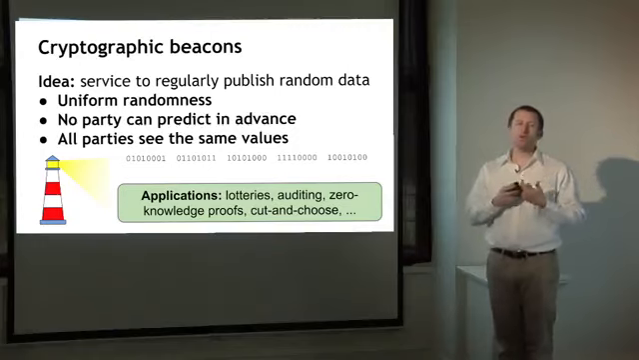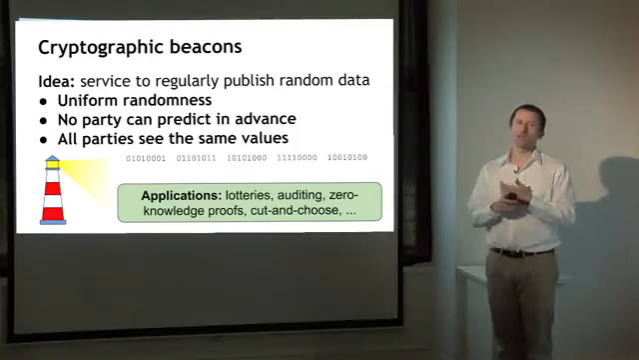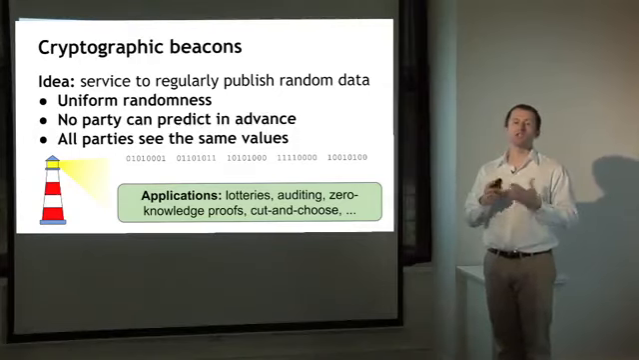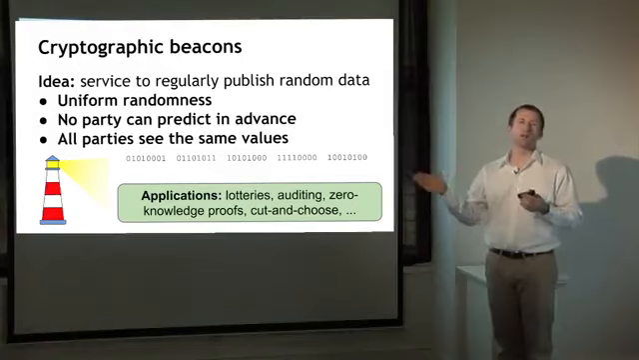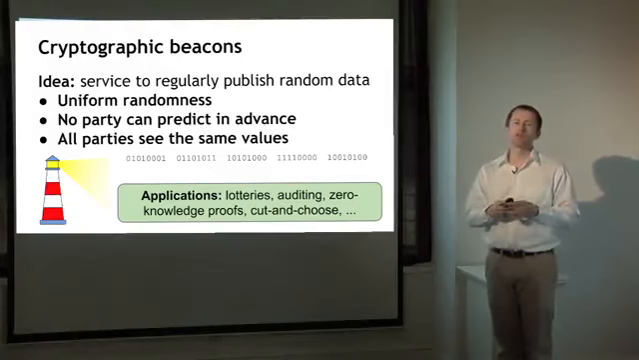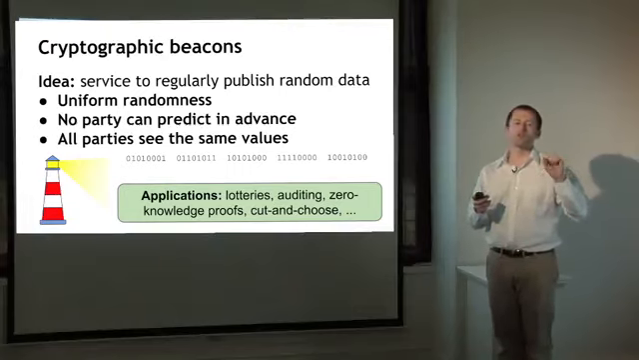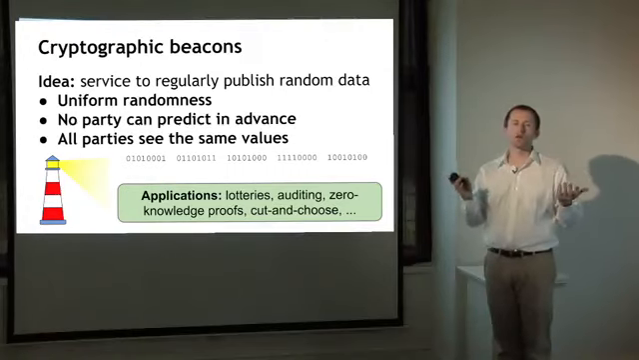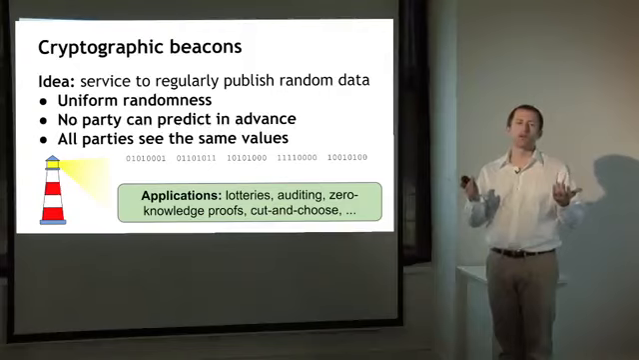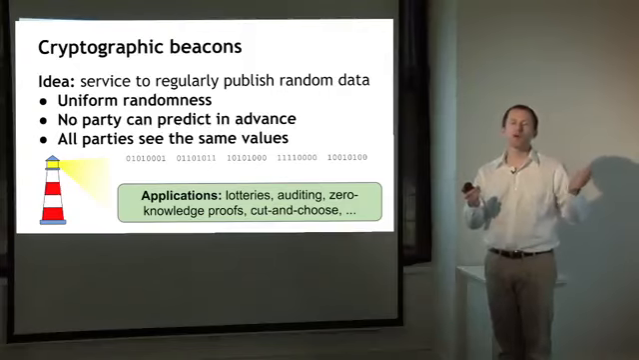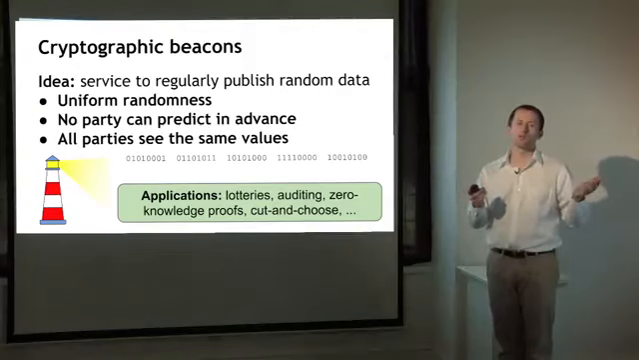So for a long time, people have wondered, could we do better cryptographically? Could we have a service that we call a cryptographic beacon? And the idea is that this beacon, much like traditionally a beacon is like a lighthouse that sweeps out light at regular intervals, this cryptographic beacon will emit new random data at a regular rate. And the goal is that it will emit uniform randomness that nobody can predict in advance. So everybody agrees that there's no way to predict what values the beacon is going to output next, and yet every party can see the same values and agree on them.